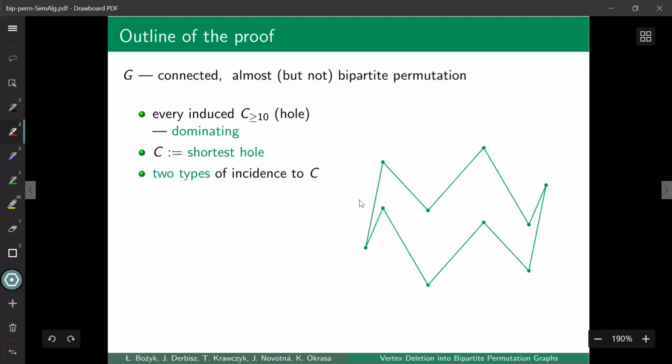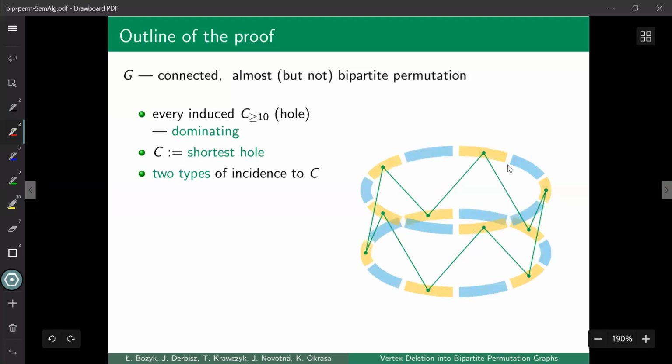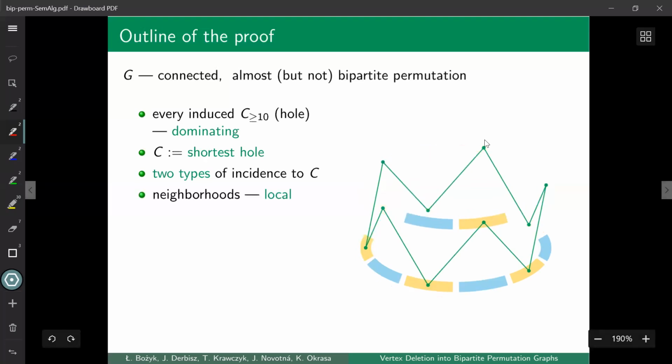More precisely, for the shortest hole, every other vertex in the graph is connected either to a single vertex of the hole or to two vertices that are one apart. So the incidence to this hole can have only two types. Therefore, all the vertices in our graph decompose into these incidence classes. So we are getting more and more structure now.